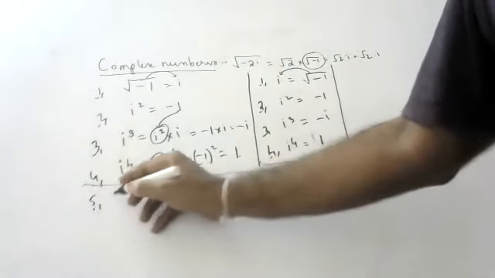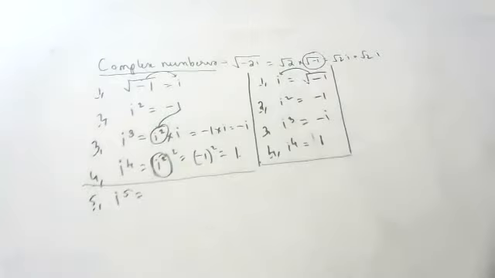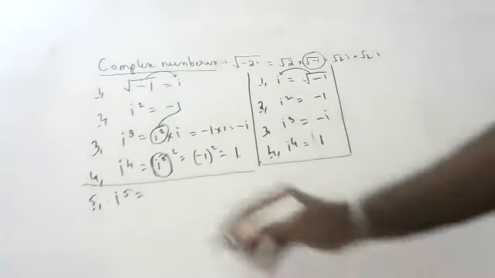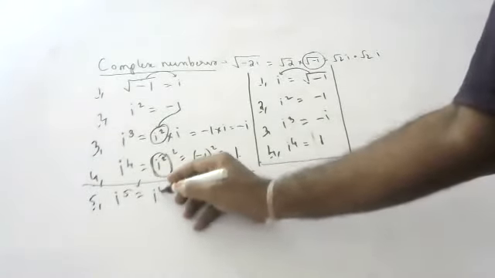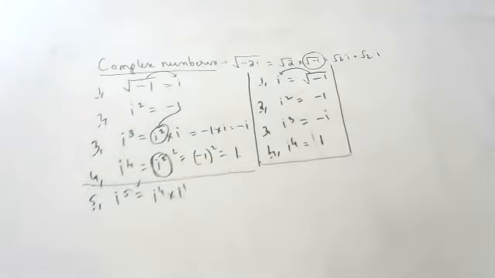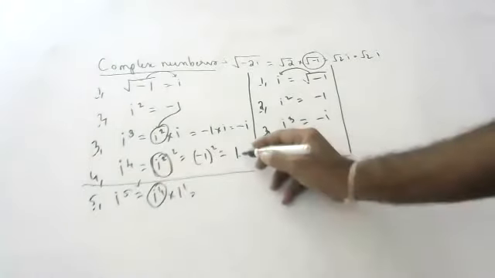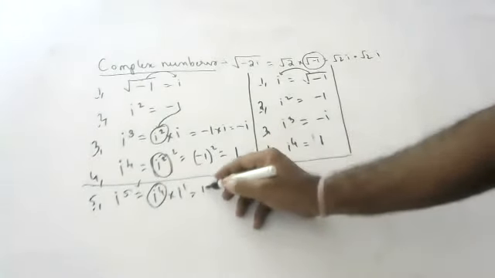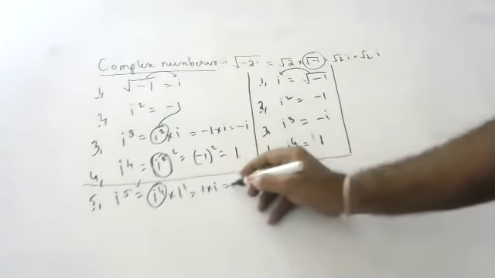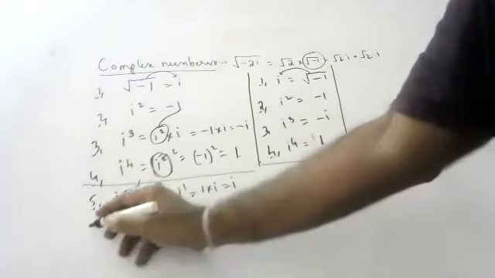Yeshika, can you tell what is i to the power of 5? I to the power of 5 is i to the power of 4 into i to the power of 1, because 4 plus 1 is 5. But i to the power of 4 is how much? 1. 1 into i is how much? i. Okay, next.